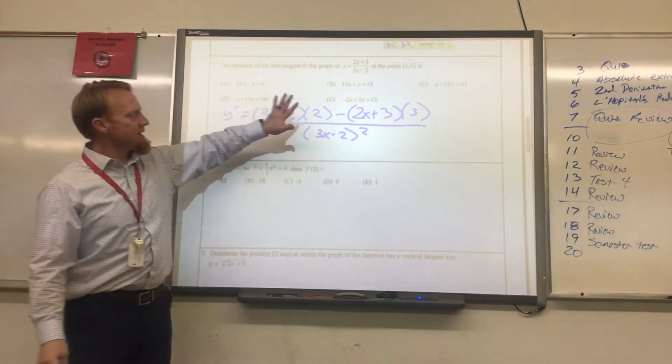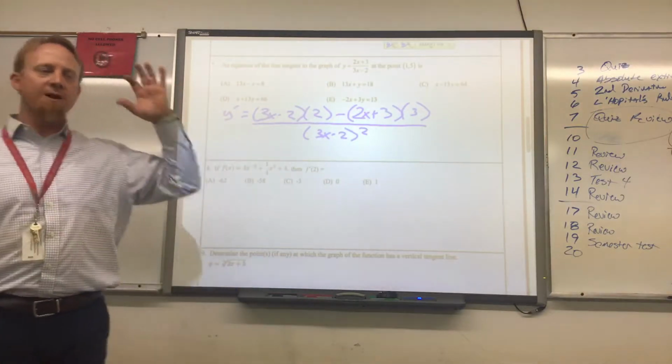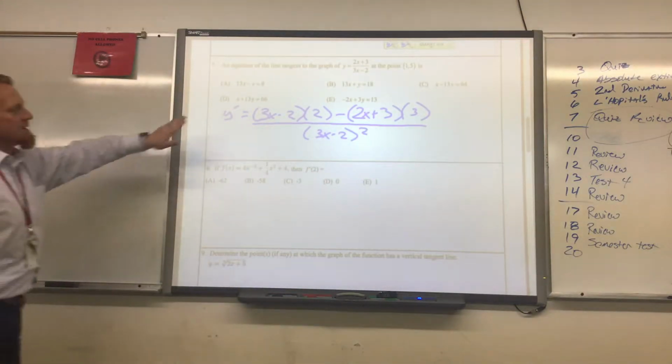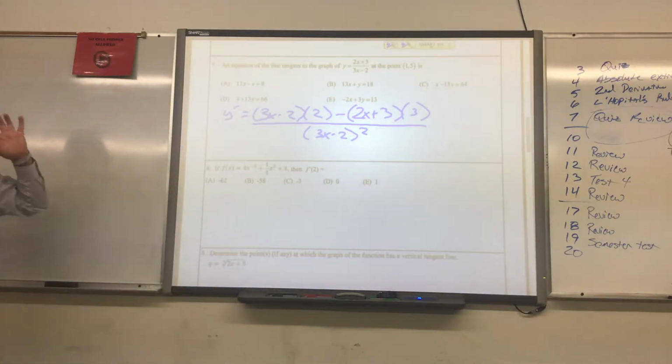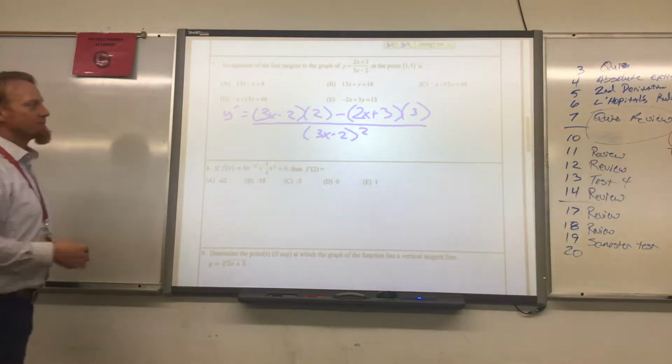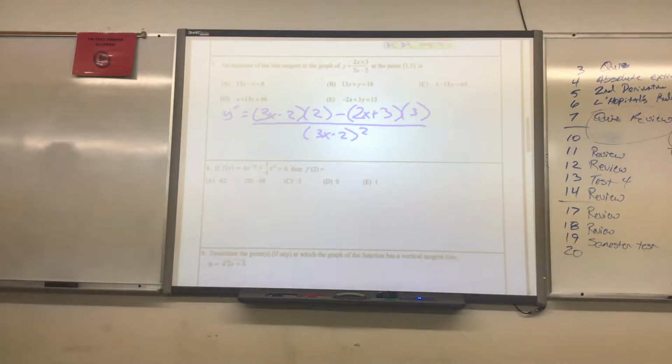Notice how I put each piece in parentheses. I recommend you do that when you're doing product and when you're doing quotient. Bottom, top. So put the bottom in parentheses, put the top in parentheses. When you're doing product, put the first in parentheses, put the second in parentheses. Put everything in parentheses. That reduces the chance you'll make a mistake. All right, what's next?